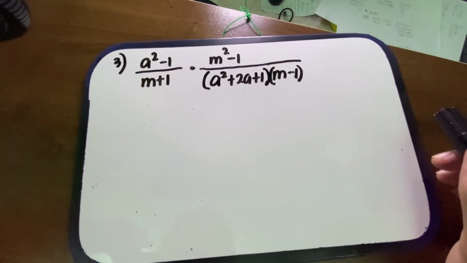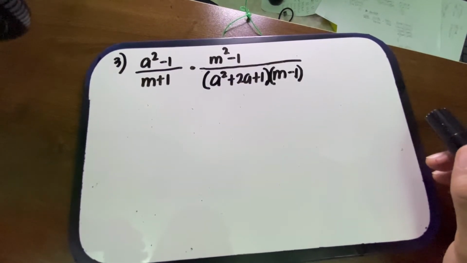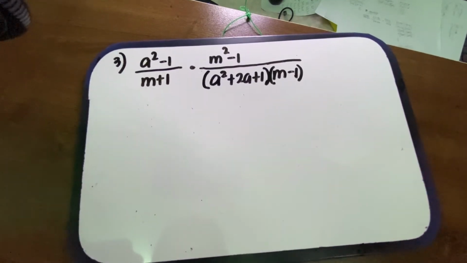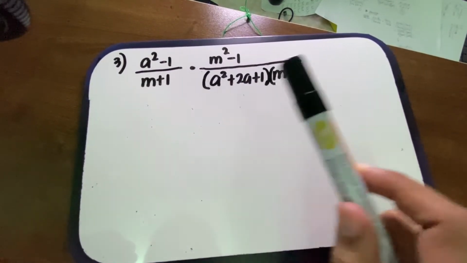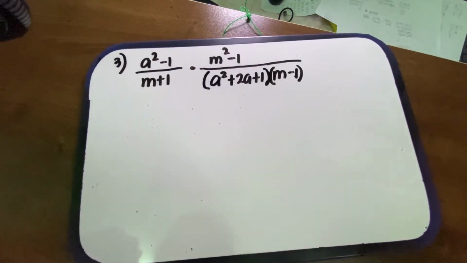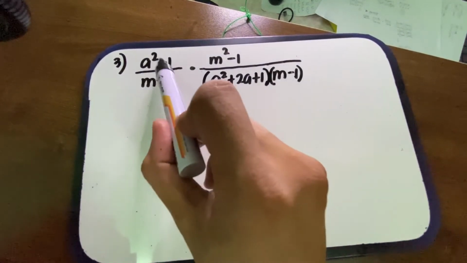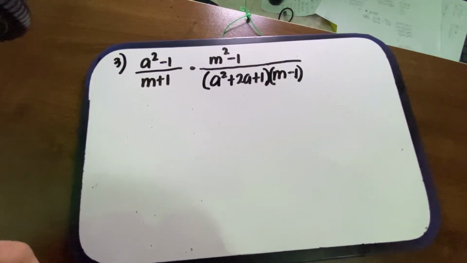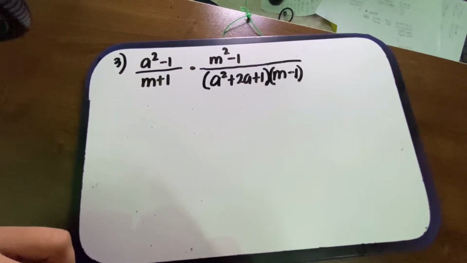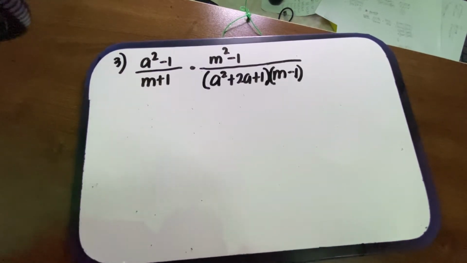Okay, next is a squared minus 1 all over m plus 1 times m squared minus 1 all over the product of a squared plus 2a plus 1 and m minus 1. So in this example, we cannot cancel directly a squared and a squared, right? Because we have these operations. So recall the factors on how to factor the difference of two squares and perfect square trinomial. So this one is an example of difference of two squares.